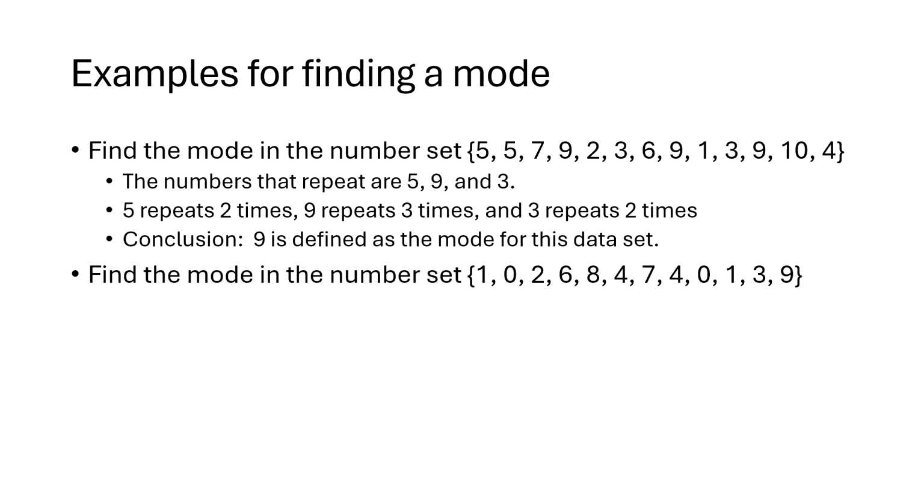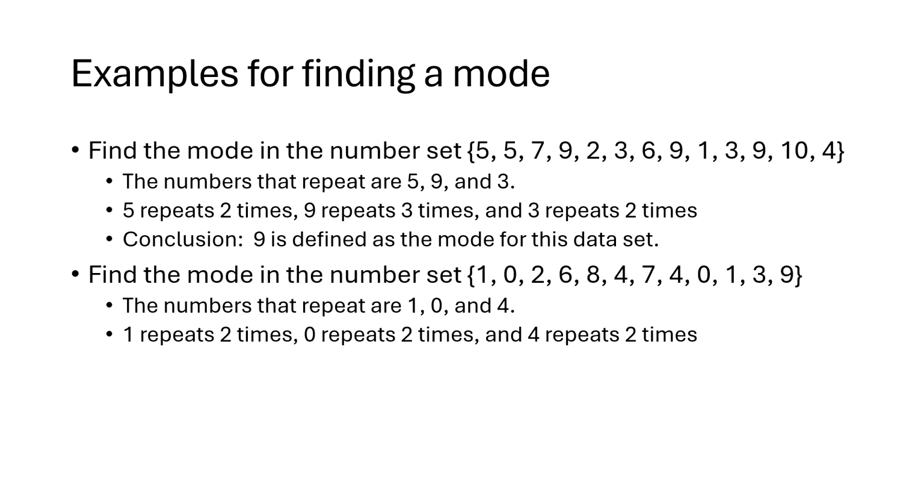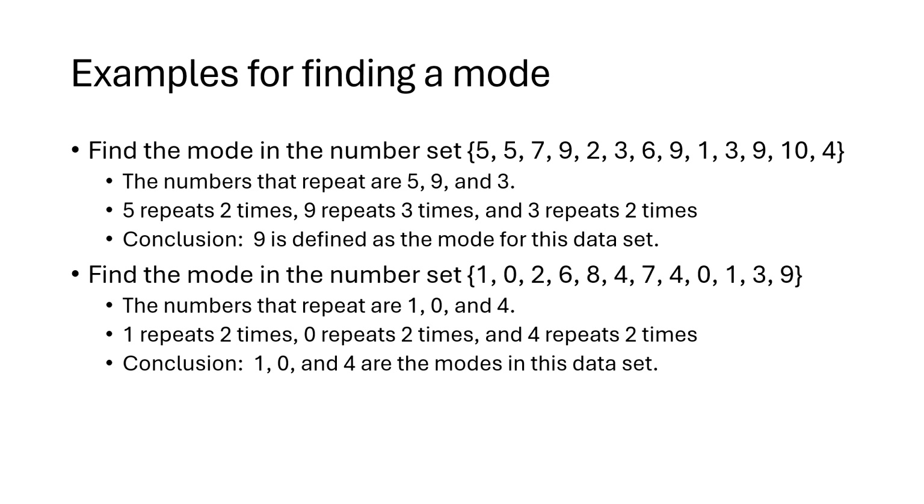Our next example, find the mode in the number set 1, 0, 2, 6, 8, 4, 7, 4, 0, 1, 3, 9. The numbers that repeat are 1, 0, and 4. 1 repeats 2 times, 0 repeats 2 times, and 4 repeats 2 times. So since those 3 numbers repeat with the same frequency, all 3 of those are the modes in this data set.